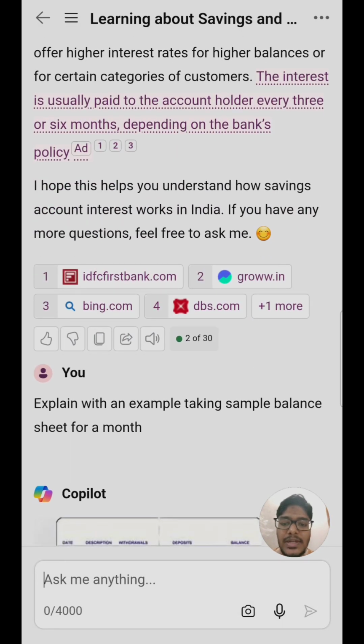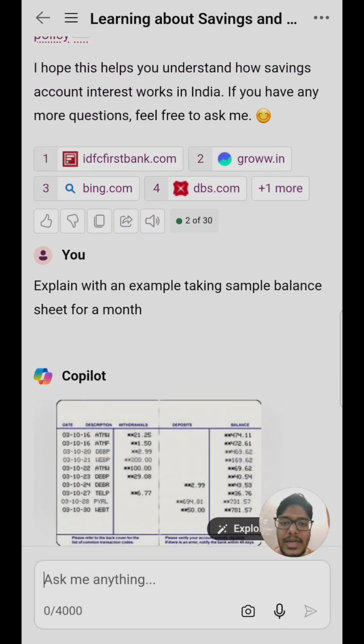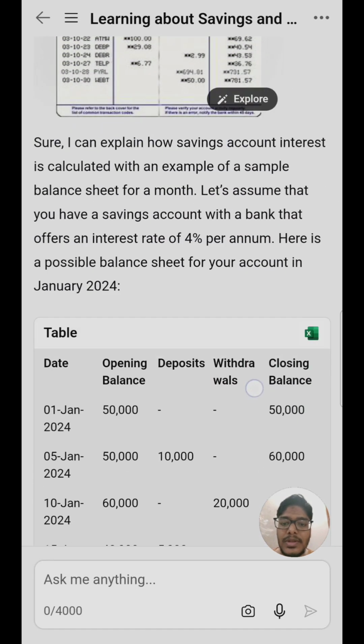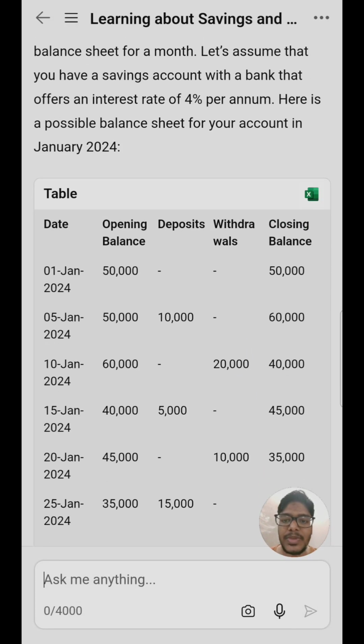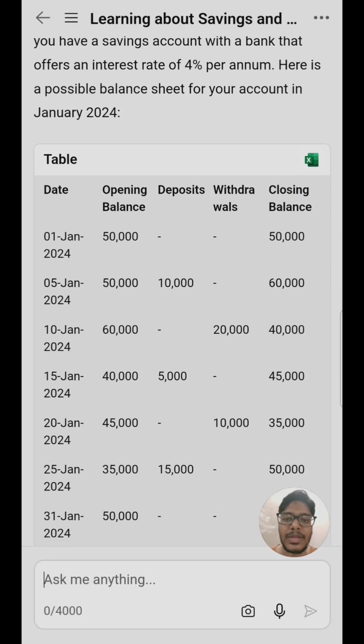Now let's try to understand this with an example. I asked ChatGPT to explain by taking a sample balance sheet for a month. So let's just say this is the balance sheet. The interest rate offered by the bank on a savings account is, let's say, 4%. Let's say on 1st Jan the opening balance for a customer is 50,000. On 5th Jan there was a deposit of 10,000 and the closing balance on 5th Jan was 60,000.